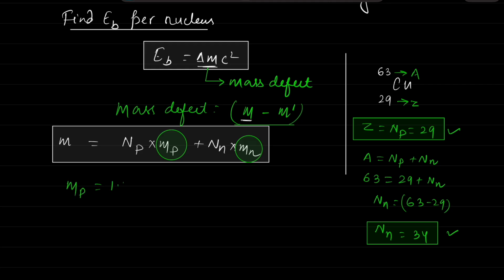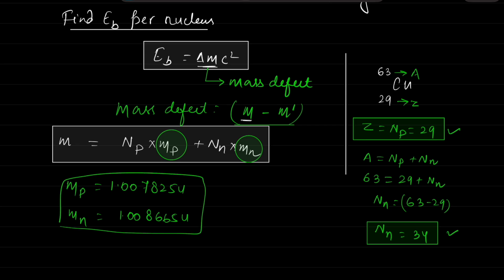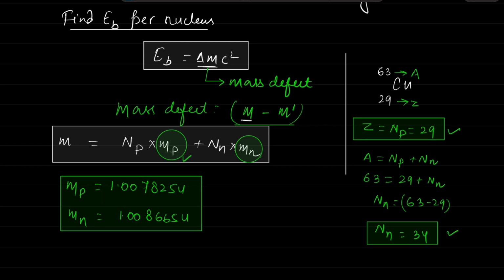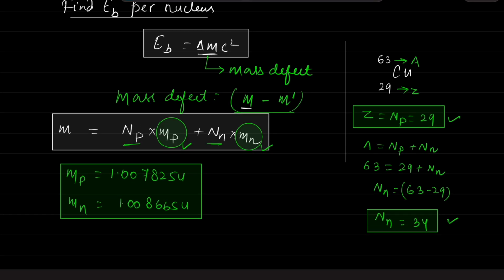Mass of proton is equal to 1.007825 u and mass of neutron is equal to 1.008665 u. These two values we can substitute, and the number of protons and neutrons we already found. So to find the theoretical mass, we substitute: number of protons 29 into 1.007825 plus 34 into 1.008665 u.